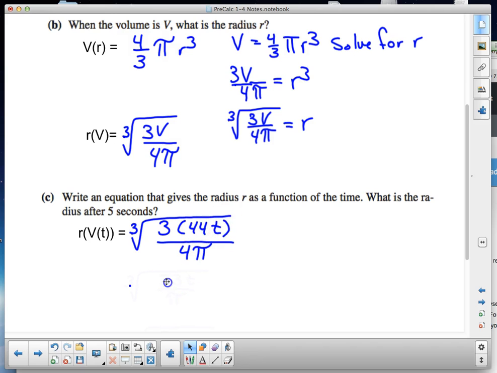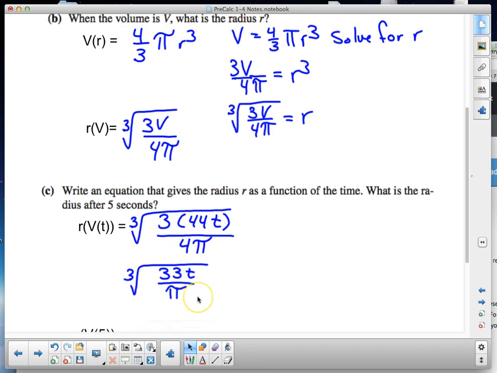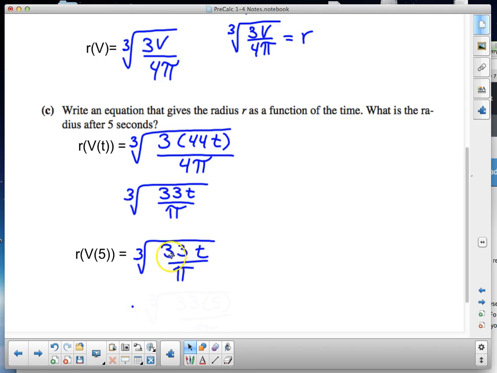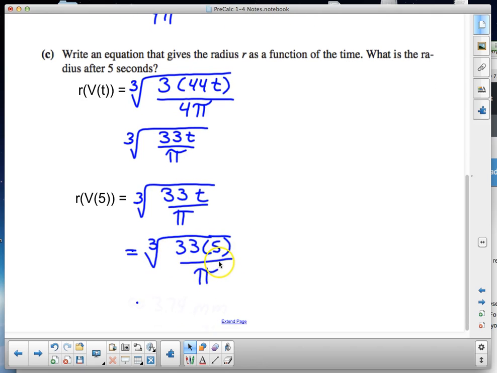And now I can pop in and say, hey, 33t over pi, because I divided out a 4 out of here. That's 4 times 11. 11 times 3 is 33. 4 is drop out, and that's where I'm coming from. Now I get to find out what is the radius after 5 seconds. So now the radius after 5 seconds is 33t over pi, where t is going to be 5 here. So now I pop that in, and I find out that it's going to be 3.74 millimeters.